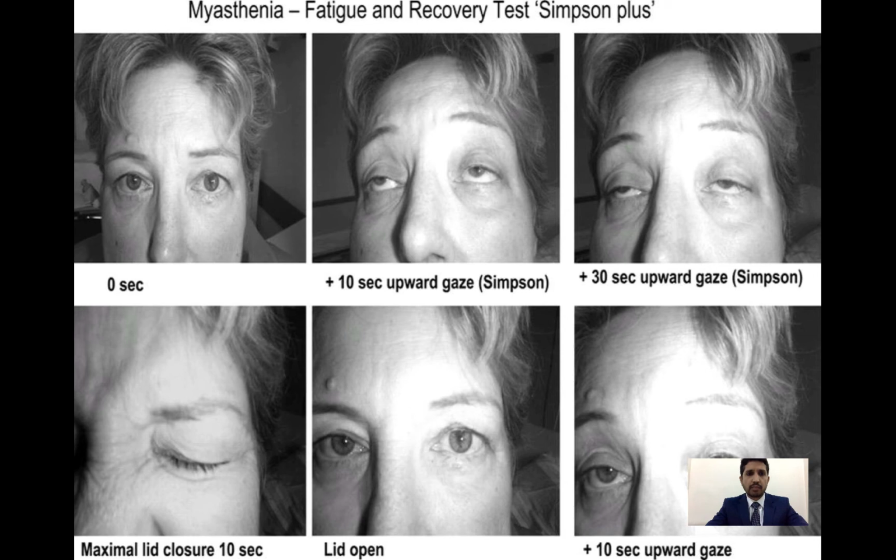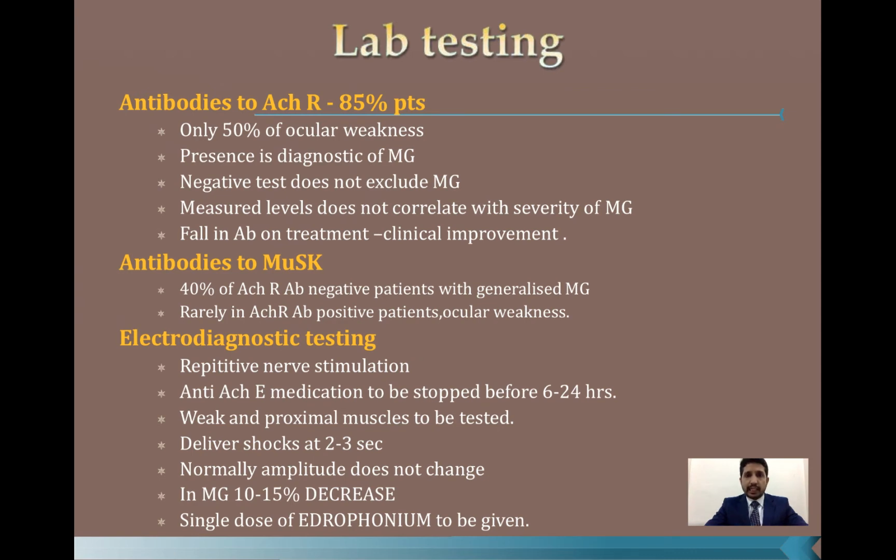Here is an example of the upward gaze test. At time 0, the patient has no weakness. But at 10 seconds of upward gaze, the fatigability of the eyelid muscle has started, and the patient has developed ptosis, which has worsened at 30 seconds. So, turning back to the classical pattern of myasthenia gravis, on repetitive use the muscle is fatigued, and on rest the muscle improves. Here, with repetitive use the muscle is fatigued, and when she rested for 10 seconds, the ptosis has disappeared.